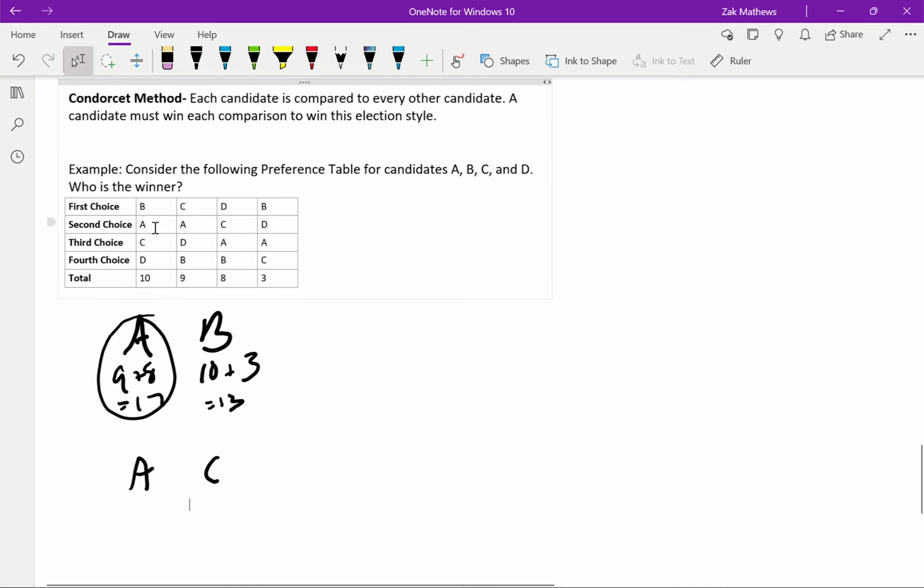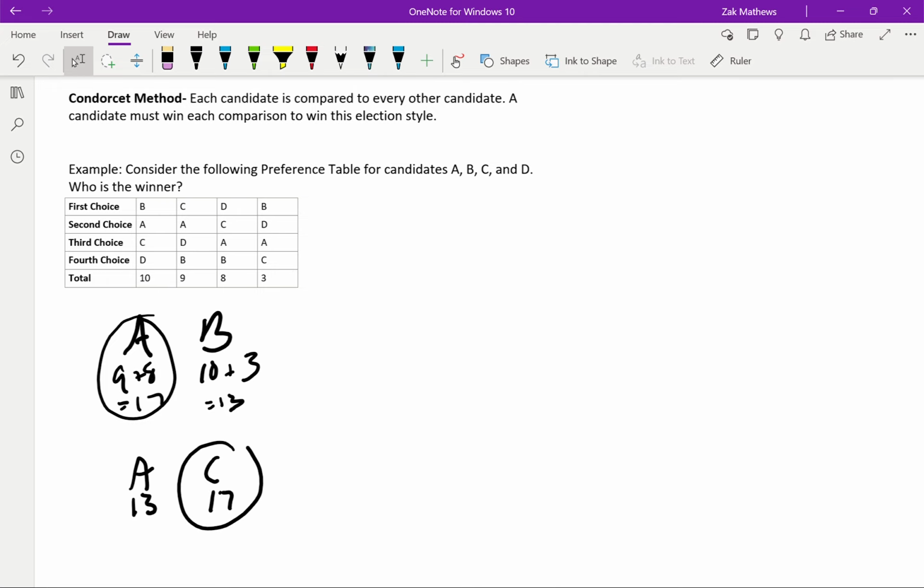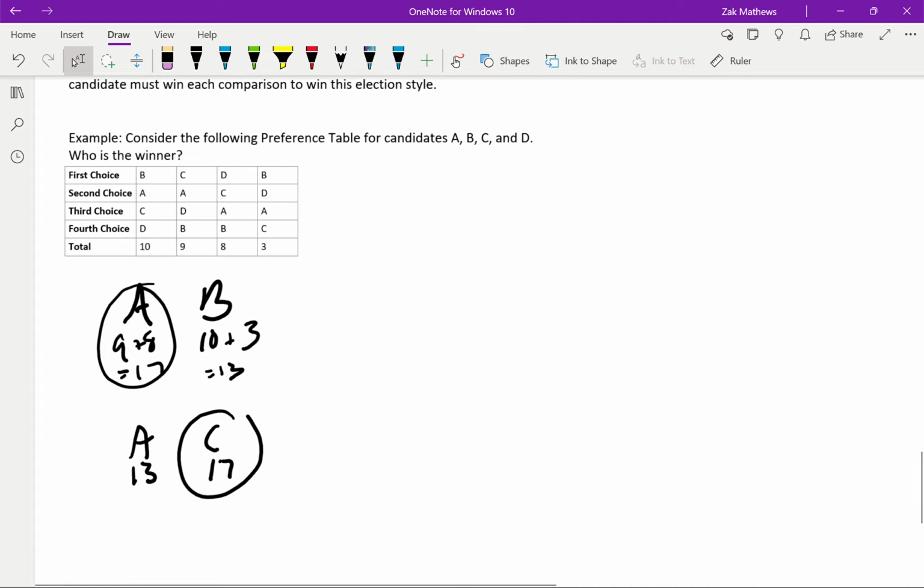A is ahead of C in the first grouping, so that's 10 votes for A. C is ahead of A in the second grouping, so C wins those 9 votes. In the third grouping, C is ahead of A, so C wins those 8 votes. And then the last grouping, A is ahead, so it wins those 13 votes. So we had 13 votes here, we had 17 votes for C, so C wins in the second head-to-head. Already I know that A cannot win this election. A has just fallen to C, so A is guaranteed not to be able to win under this system.